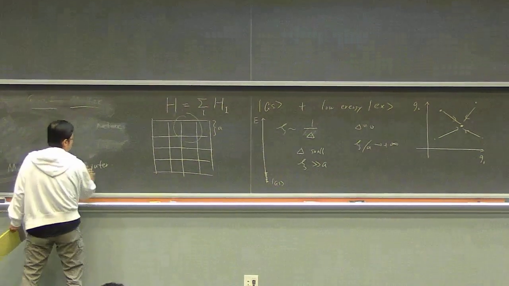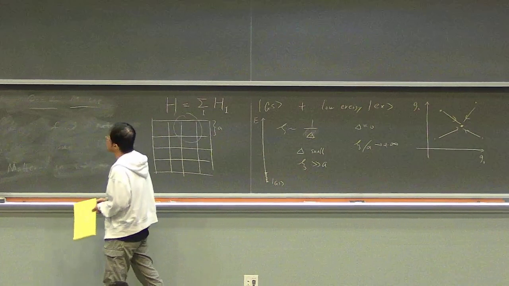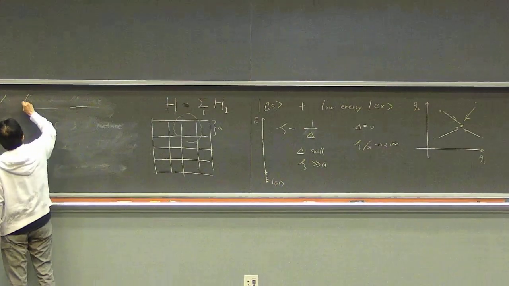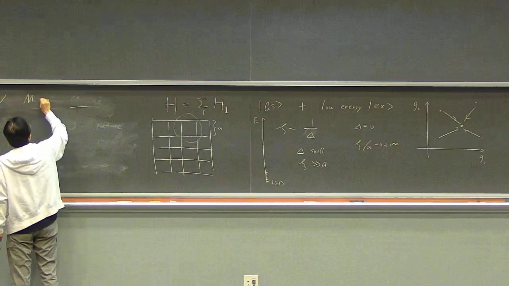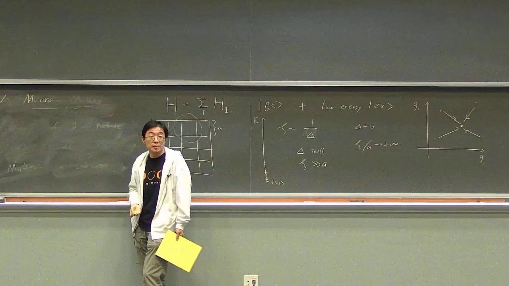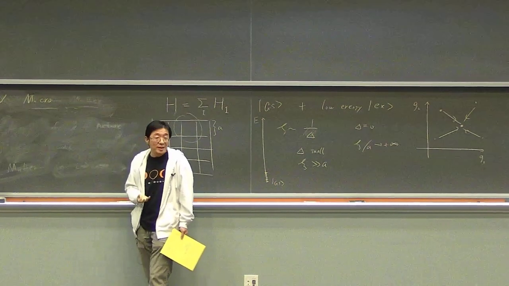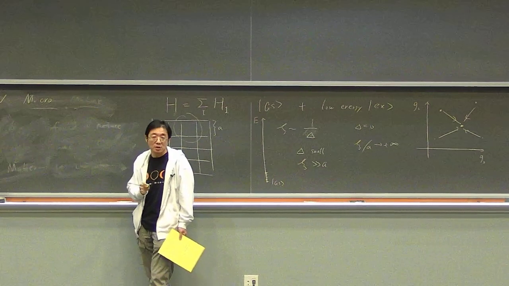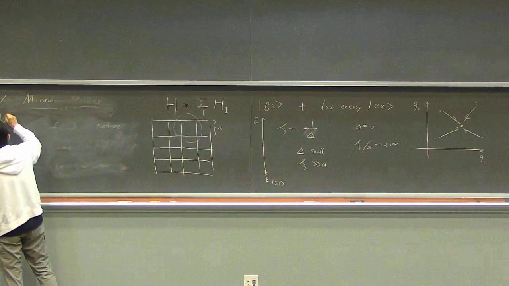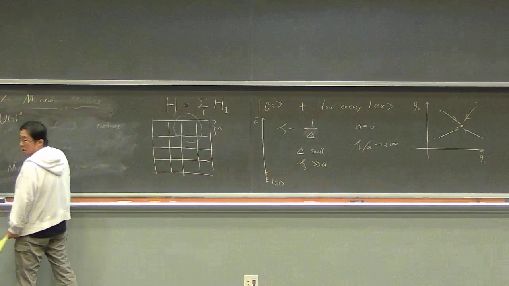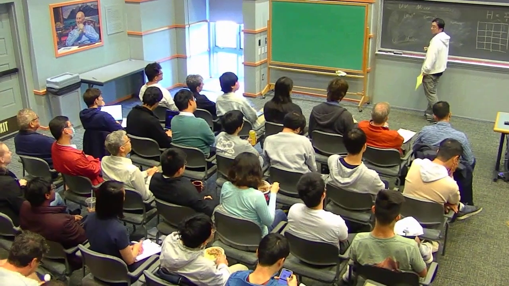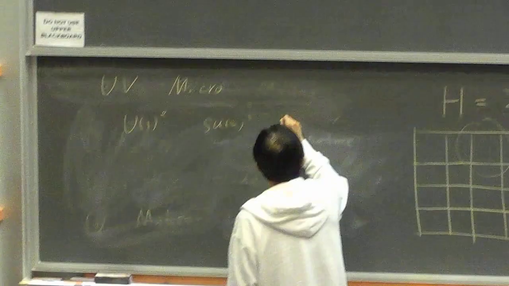In condensed matter systems, the UV physics, or the microscopic physics, most of the time we are talking about electrons. And the symmetry for electrons is actually simple, and you can say it's boring. There's a U(1) symmetry associated with the electric charge, there's an SU(2) symmetry associated with spin, and sometimes there's a time reversal symmetry.